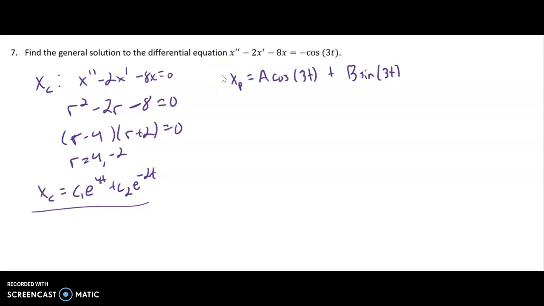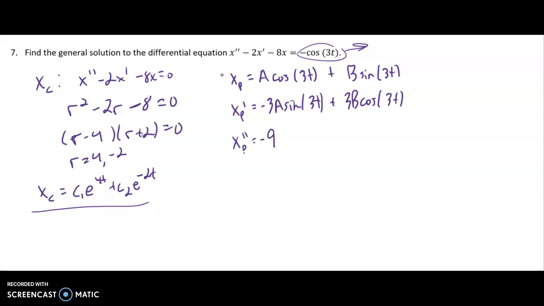As we're doing these things, we need to consider all of the things that this could derive to until it either repeats or the derivatives go away. So in this case, that is just cosine of 3t and sine of 3t. So next thing I'm going to do is find xp prime, just take the derivative of this line. That gives me negative 3a sine of 3t plus 3b cosine of 3t. I'll find xp double prime as well.